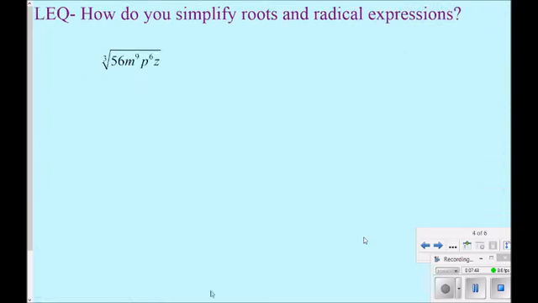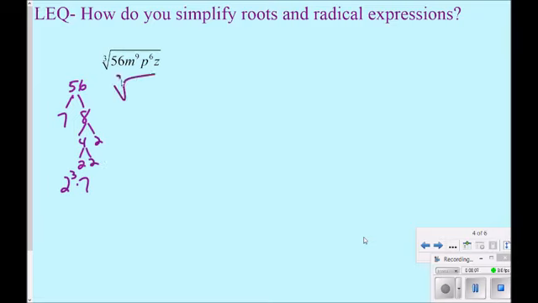And we have one more for today. So cube root of 56. So I'm doing my prime factorization. So 56, 7 and 8. 8, 4 and 2. 4, 2 and 2. So I have 2 cubed times 7.